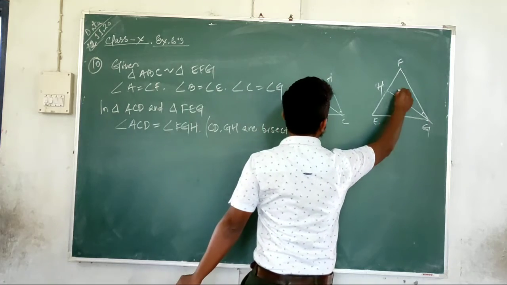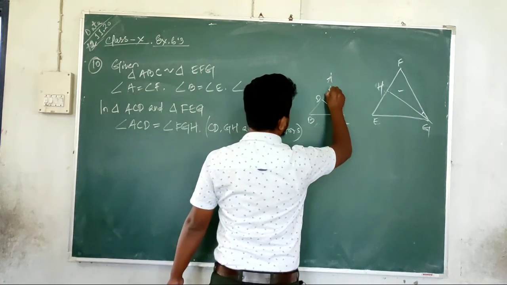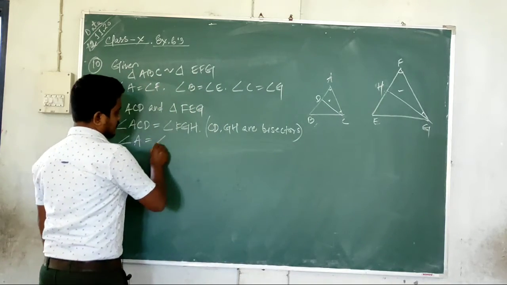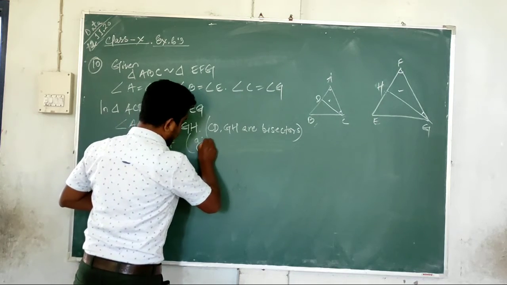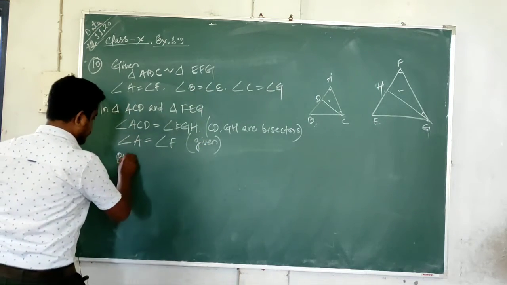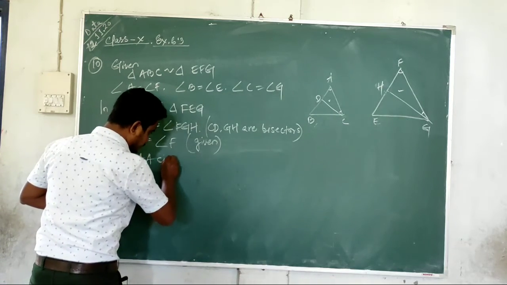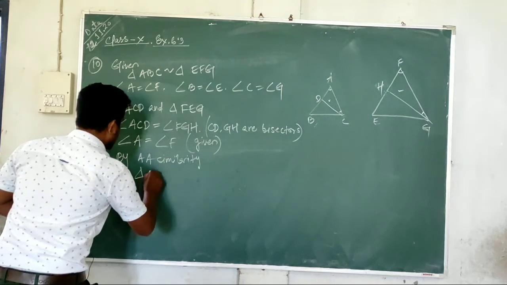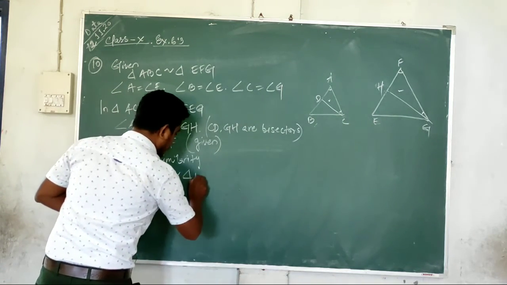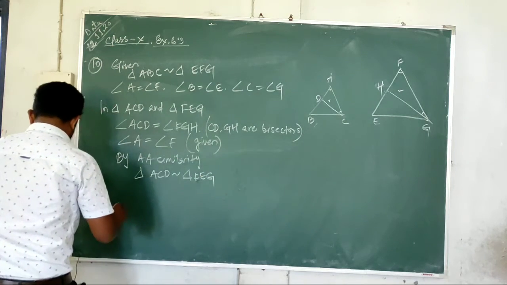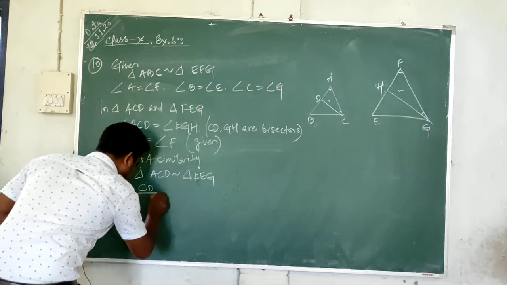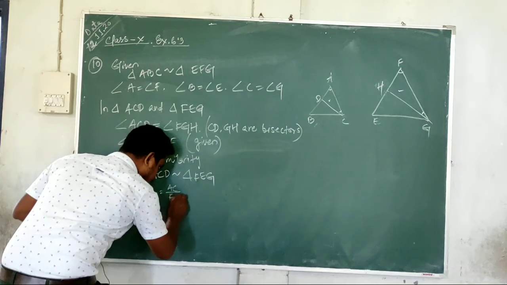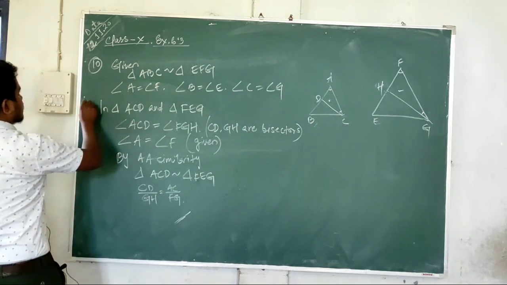Since we need to prove that triangles ACD and FGH are similar, and these two angles are equal, already given, angle A equal to angle F. This one is, we can say, given. So by AA similarity, ACD and FEG are similar. So since similar, we can say that CD by GH is equal to AC by FG. So first part is complete.